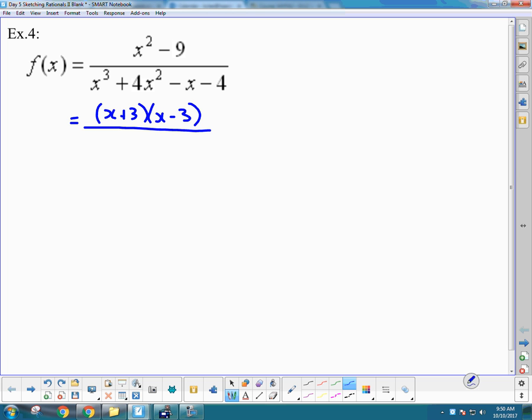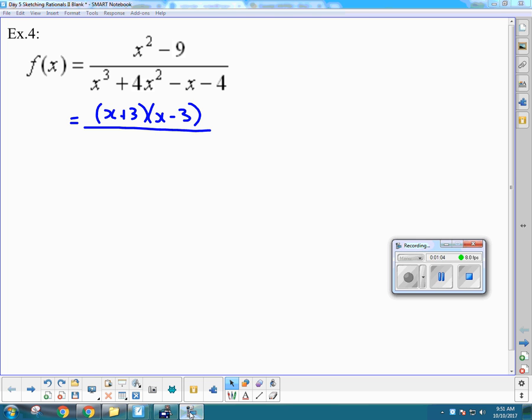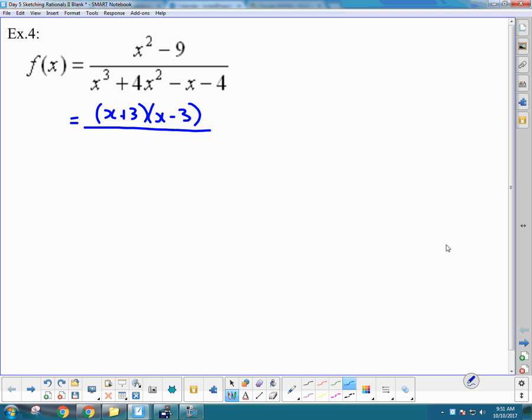The bottom, however, is going to take a bit more work. You'll notice the bottom is a polynomial, so we're going to need to factor this polynomial using all of our factor theorems and remainder theorems. The first stage of the factor theorem is to guess a number that's going to work. For no apparent reason, I'm going to guess 1.